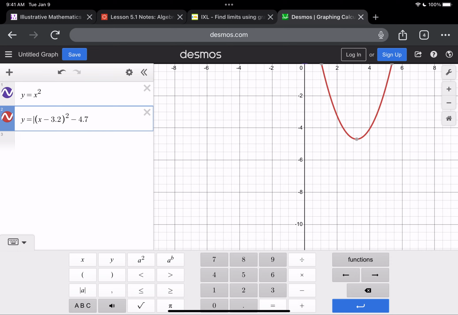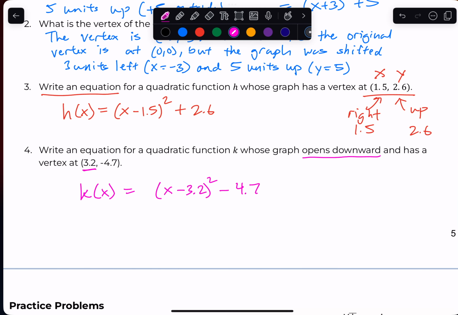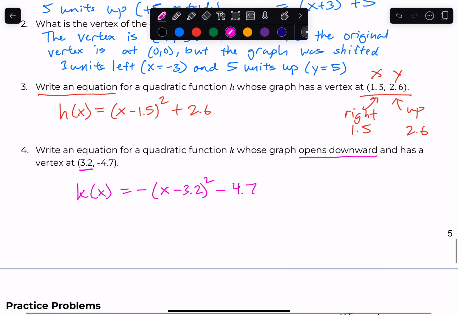My graph is going up at that vertex, but I want it to open downwards. So now I have it opening downwards. And I do that by putting that negative out there. So the big key thing is this negative right here.